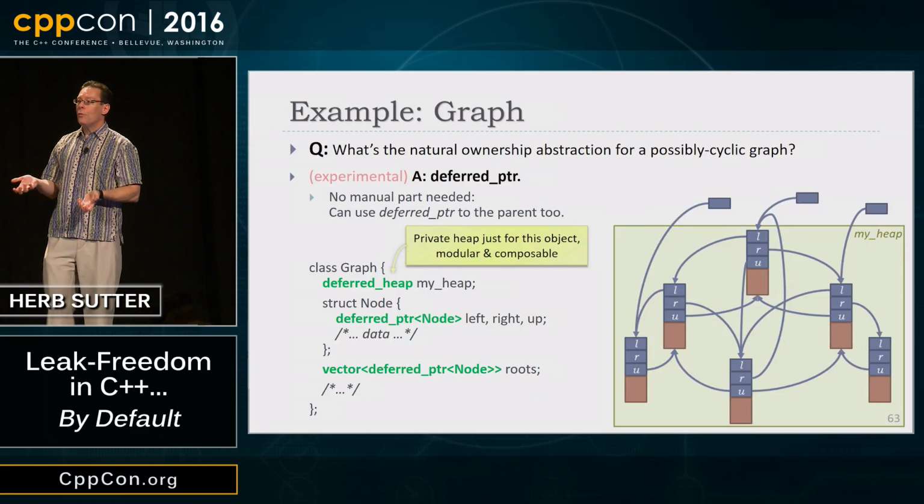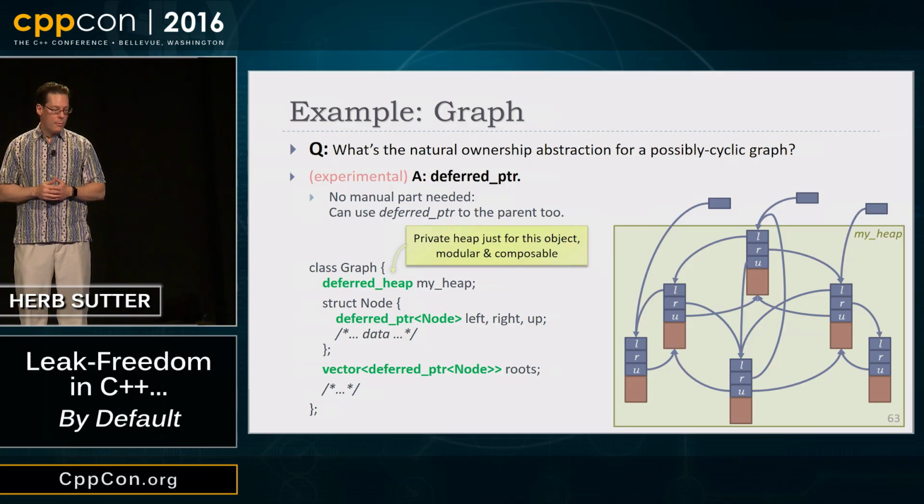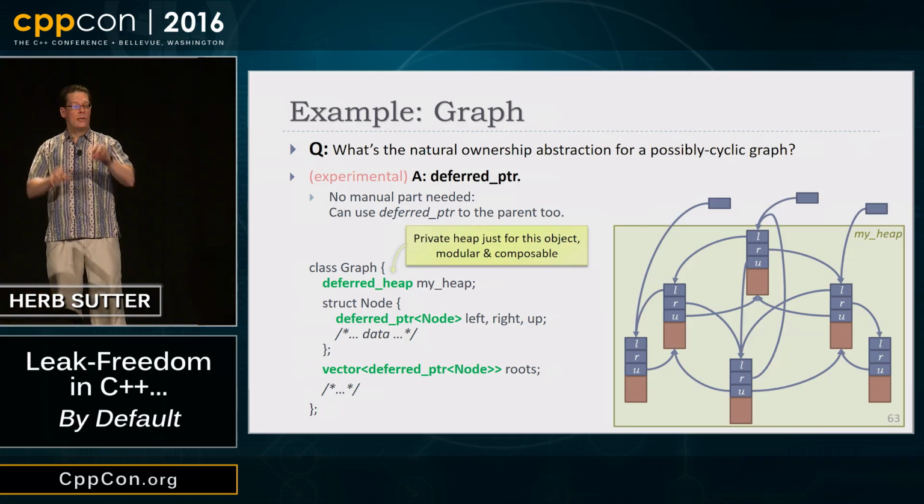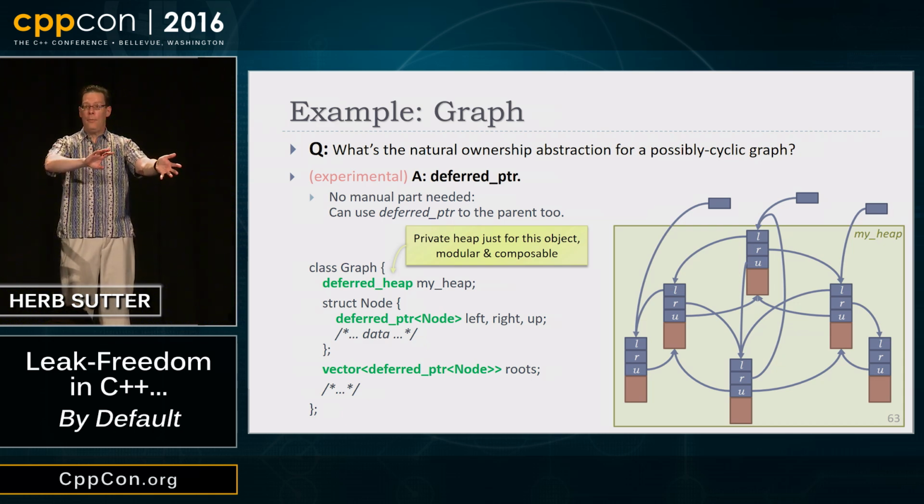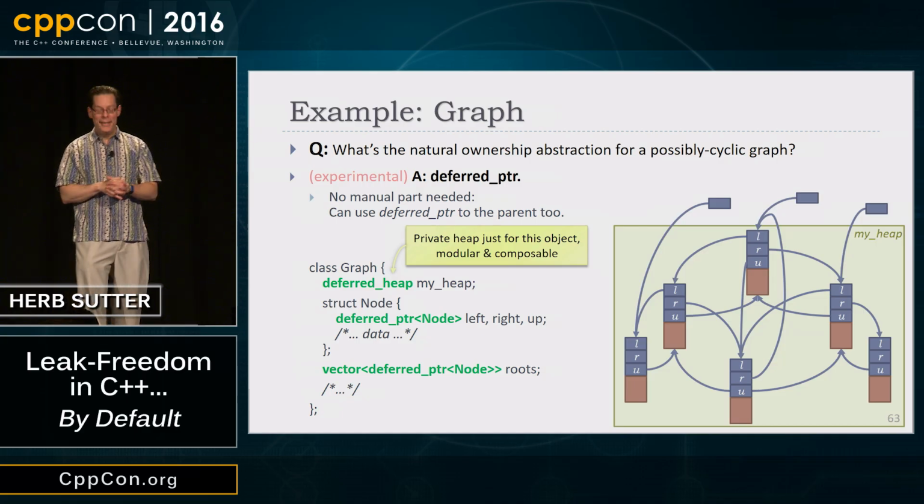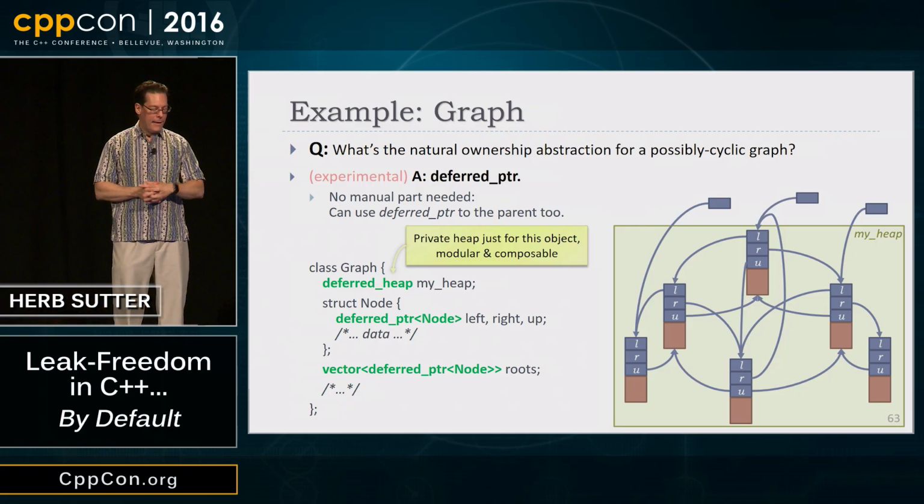If you have this tool, the way I would write the graph example, and you'll see it in the repo, is to simply have the graph object have a deferred heap. It has this local heap that nobody else uses. And in fact, in this example, I'll show static in a moment, but in this example, it's a separate heap for each graph object. Each node has a deferred pointer to nodes, and there's no parent anymore, so I call it up. And let's say there's three: left, right, and up. And then there's a vector of deferred pointer of nodes that are roots.